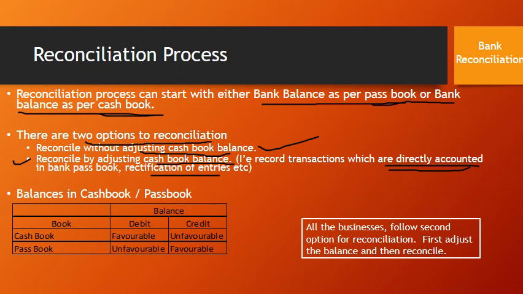In every business, the second option will be used for reconciliation. I'm repeating here, in all businesses, they follow the second option for reconciliation, wherein they first pass all the adjustment entries and all the direct accounted entries, direct debit entries, and then they do a reconciliation.